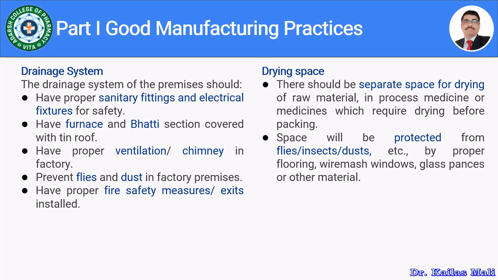Let us see the drying space which is being given in the building or the manufacturing unit. There should be a separate space for the drying of raw material in process, or the medicines which require drying before the packaging. In some cases, some products require drying for the ASU drug. So in these cases, there should be a separate space given for the drying of the finished products or the drying of the raw material. The space will be protected from the flies, insects, dust, and so on by proper flooring, wire mesh windows, and glass panels or other material. So this is about the drying space as per Schedule T, Part 1, Good Manufacturing Practices.